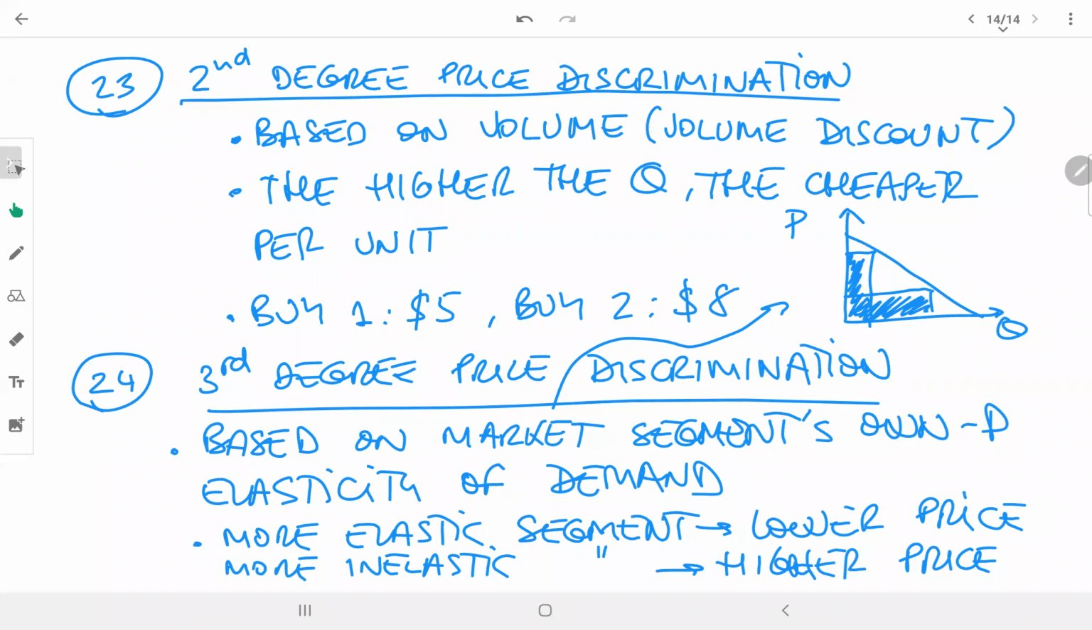Okay, in first degree, each individual gets a different price, and your objective is to get all of the revenue under the demand. Here, you're gonna get more than if you just had one price, but not as much. Can you think of any examples of third-degree price discrimination?